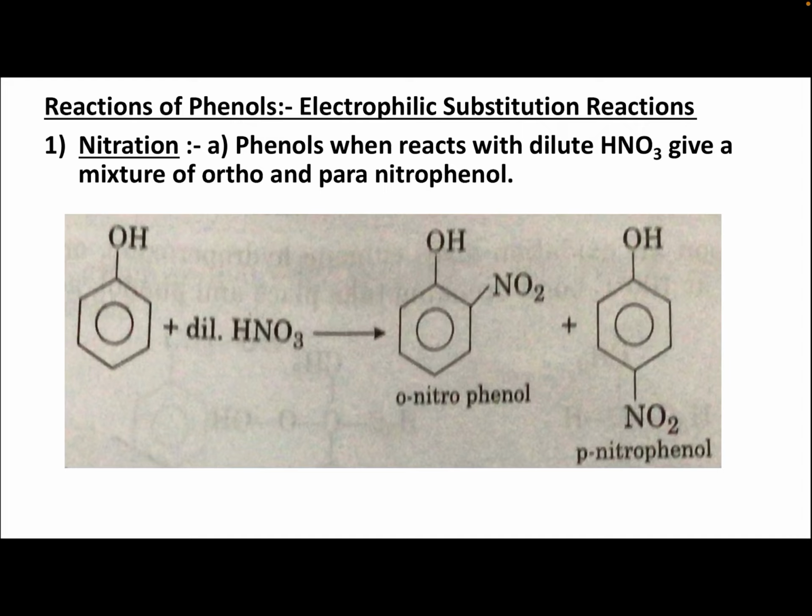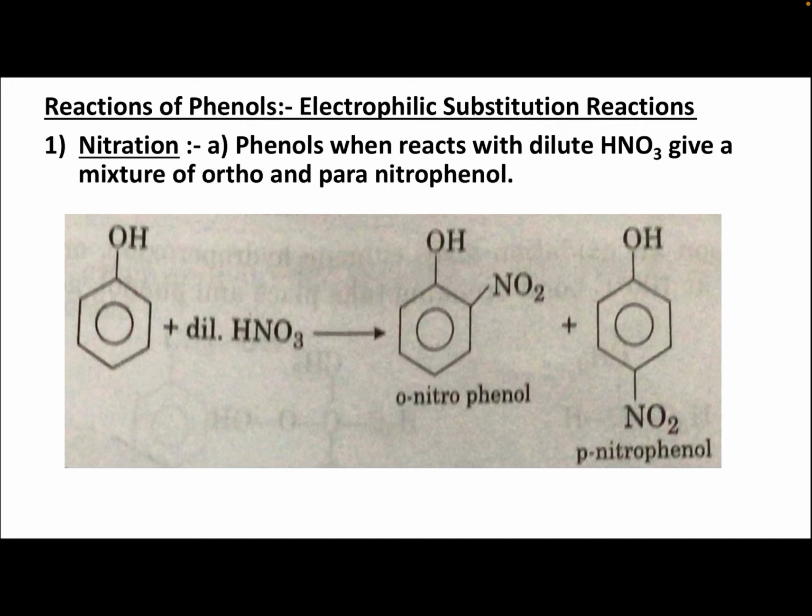We have drawn the resonance structures and there we have seen why ortho and para positions are preferred for nitration, that is electrophilic substitution. Why is it taking place? Because in the ortho and para positions there is negative charge, so the electrophile E plus will attack on ortho and para positions. So phenol, when reacted with dilute nitric acid, gives a mixture of ortho and para nitrophenol.